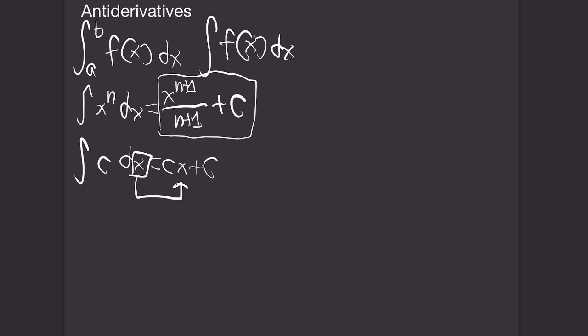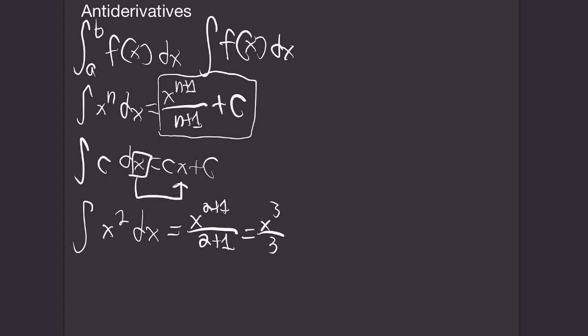So let's try the antiderivative of x squared. That would be x to the 2 plus 1 over 2 plus 1, which we can simplify to x cubed over 3, which then we can simplify to 1/3 x cubed, and then add the constant of integration. So that would be our answer.